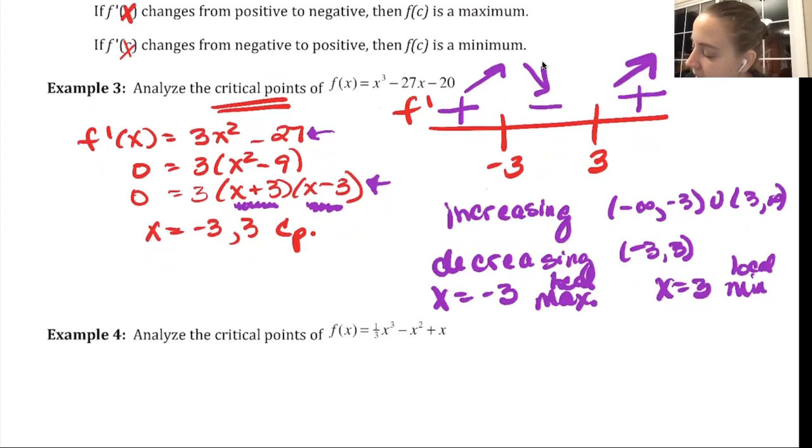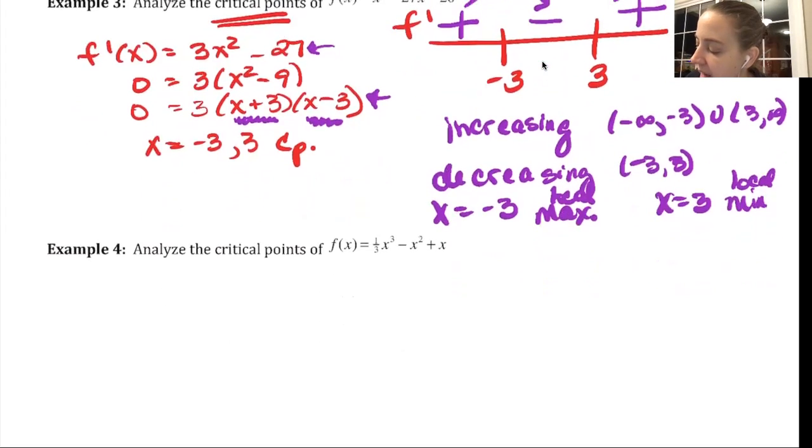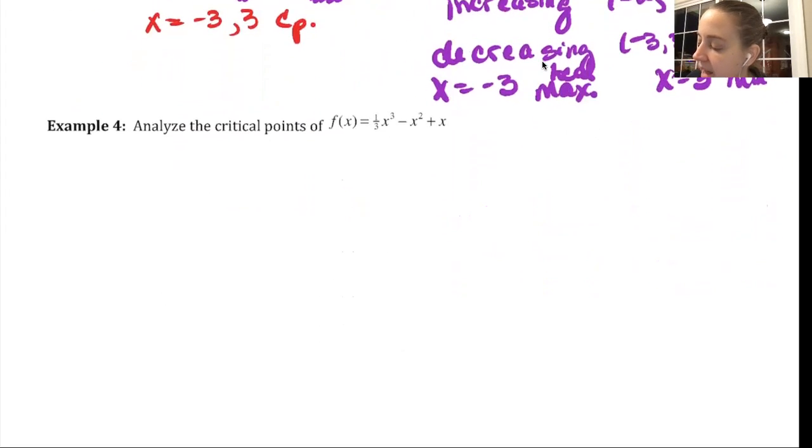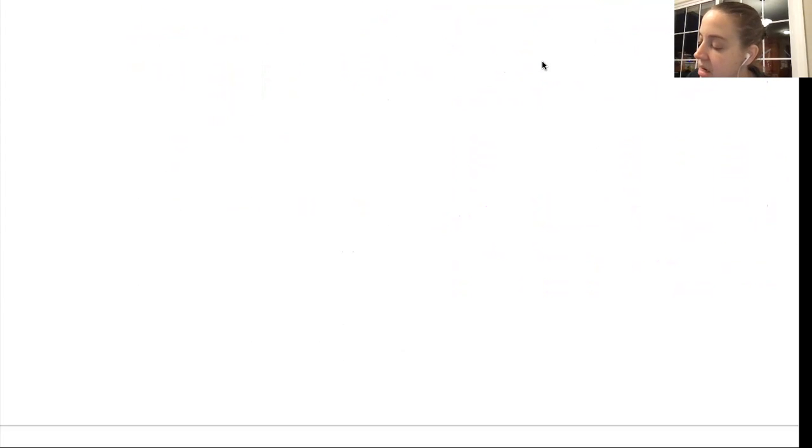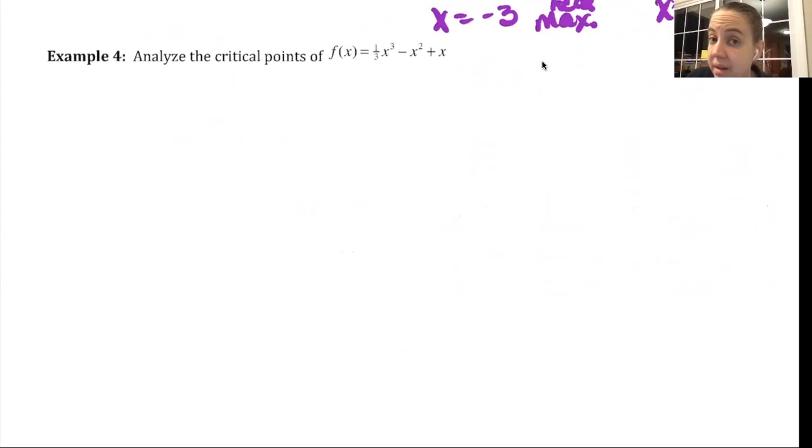Good. This would be a good one for you to try on your own. Analyze the critical points of 1/3 x cubed minus x squared plus x. And I actually think this is our last example today. It is. So if you want to pause it and come back and try, might not be a bad idea. Let's switch colors here. Dark blue was kind of cool.